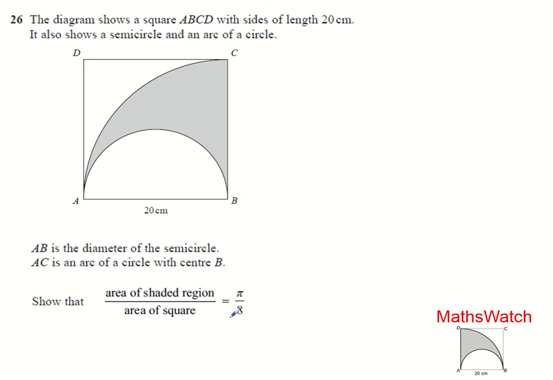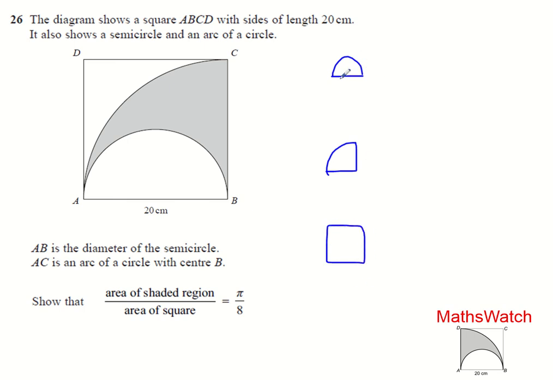Now, in order to do this, there are 3 things we need to work out, and that's the areas of the 3 shapes that we can see. We can see a semicircle, we can see a quarter circle, and we can see a square. We need to work those out separately.